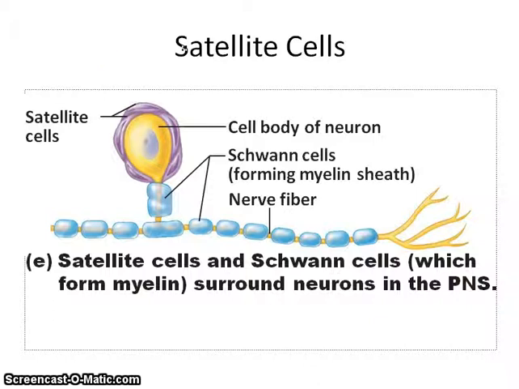The satellite cells are these purple guys up here. We're not exactly sure what they do at this point, but they do exist. And then again, of course, we see more of the myelin sheath here. But in this case, since we're talking about the peripheral nervous system, those are called Schwann cells.